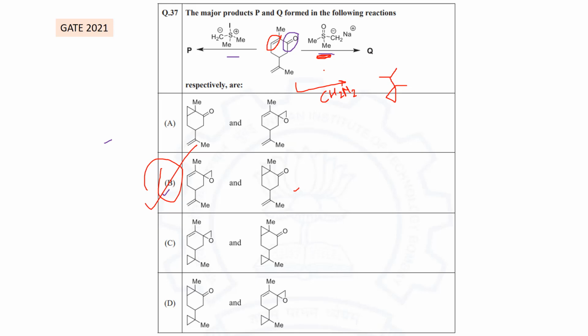Okay, so you have to know the difference, which group reacts, what type of reagent we have to give. So in that case this double bond will be unreacted, the carbonyl group will also be unreacted, but the lower double bond will react in presence of CH2N2.